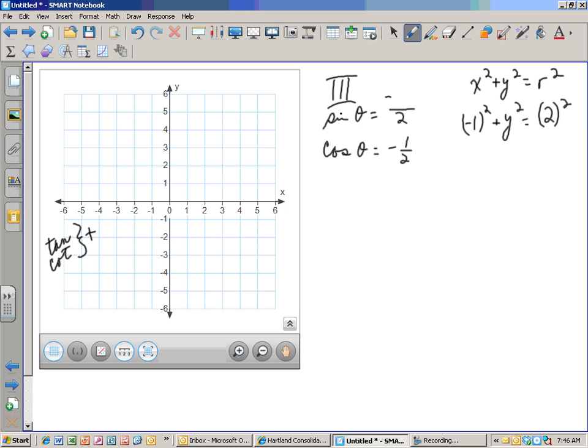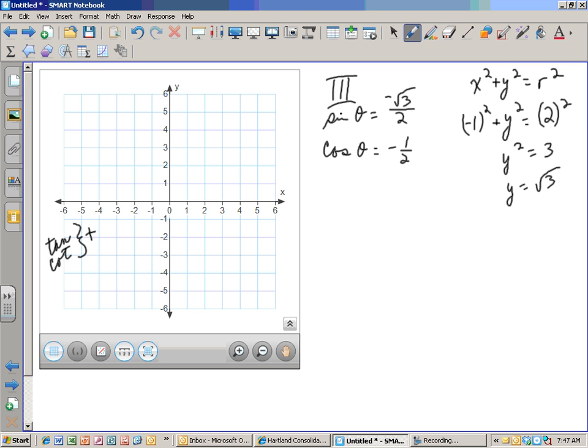And so let's solve this. 1 squared, -1 squared is 1. 4 minus 1 is 3. Y squared equals 3. y equals root 3. Plus or minus, it's going to be minus. And why is it going to be minus? Because I am in the third quadrant.